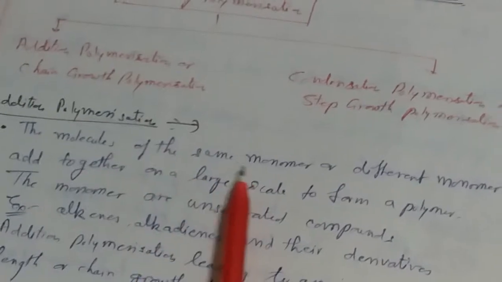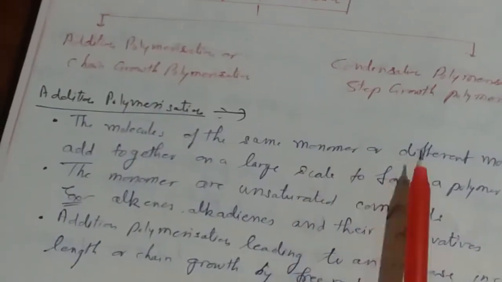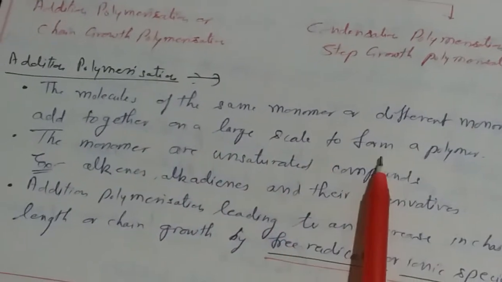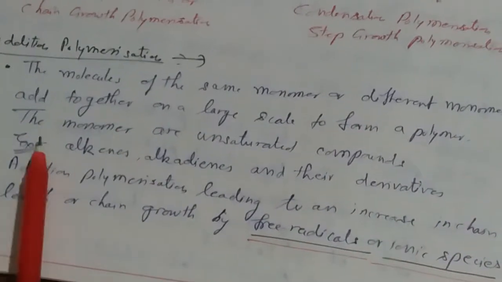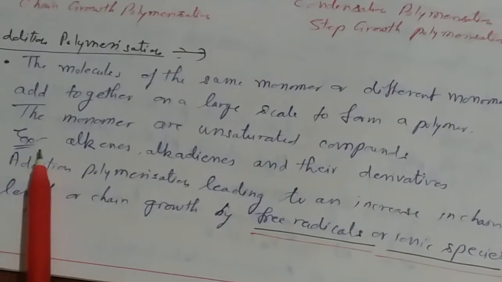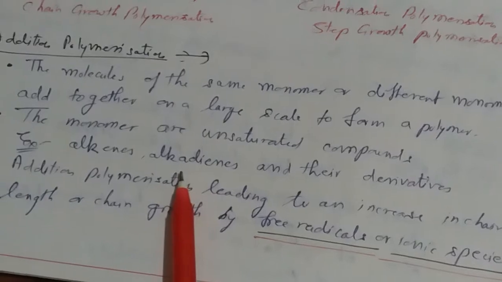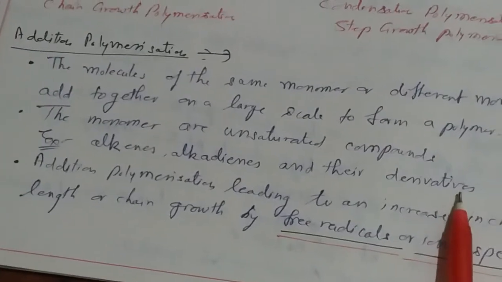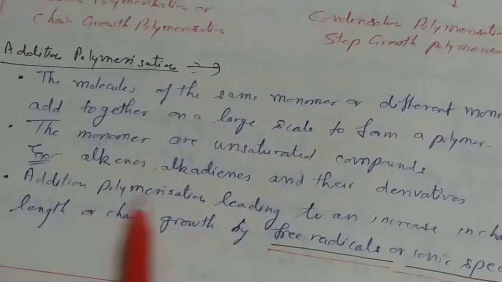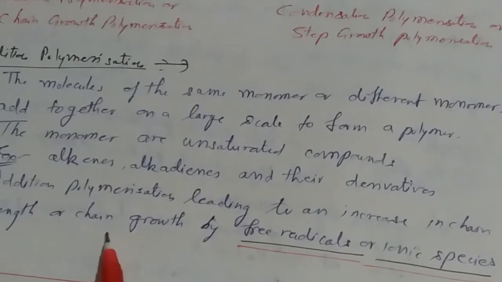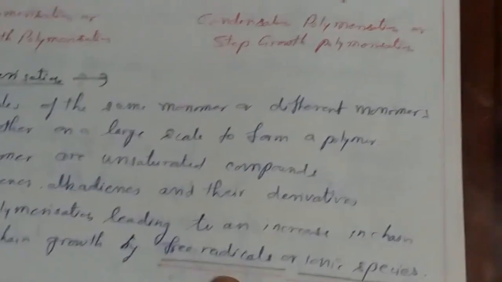The molecules of the same monomer or different monomers add together on a large scale to form a polymer. The monomers are unsaturated compounds, for example alkenes, alkadienes and their derivatives, which are examples of addition polymerization. Addition polymerization leads to an increase in chain length, or chain growth, by free radical or ionic species.